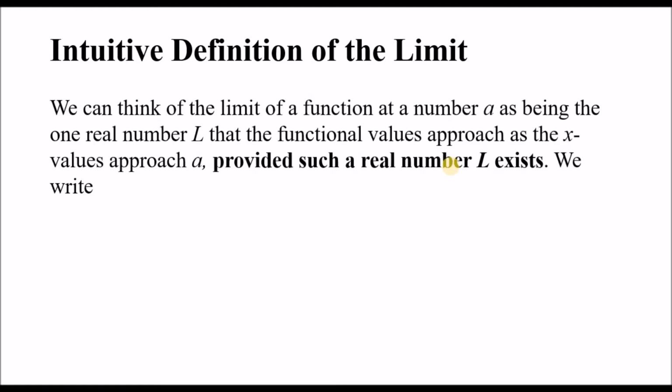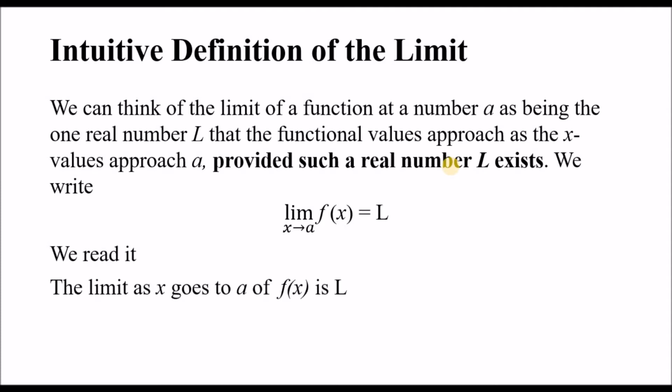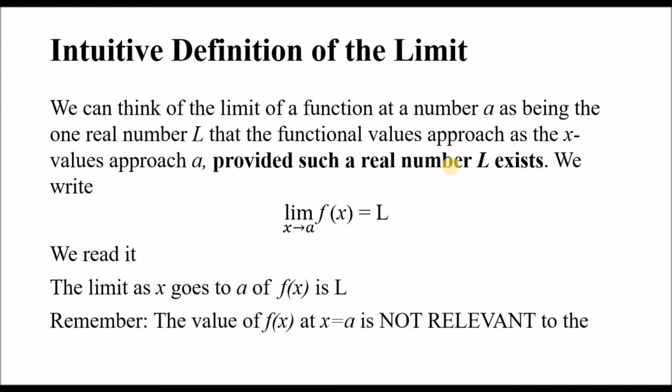We can think of the limit of a function at a number a as being the one real number L that the functional values approach as x values approach a. And here's the qualifier: provided such a real number L exists. And we write it as follows. We say the limit as x goes to a of f of x is equal to L. Again, we read it, the limit as x goes to a of f of x is L.